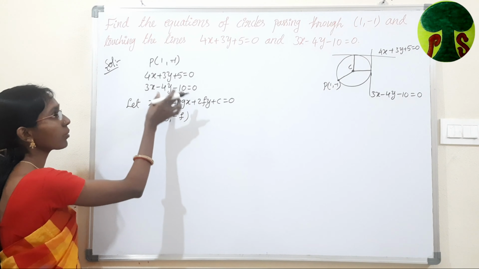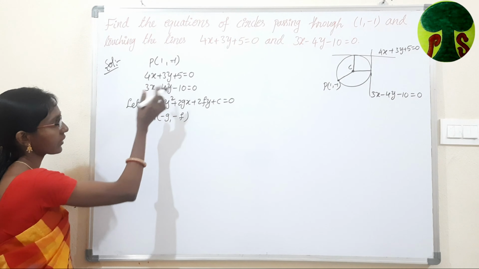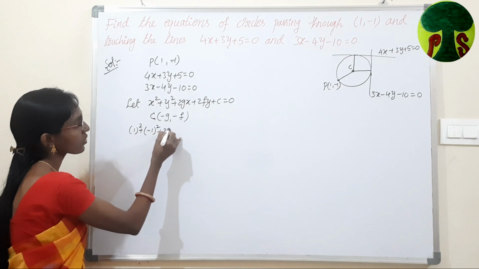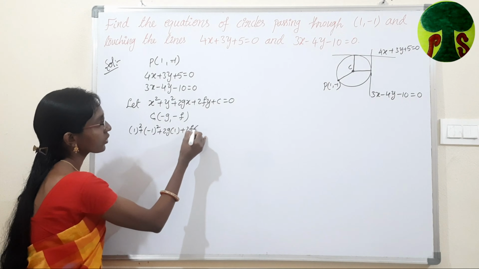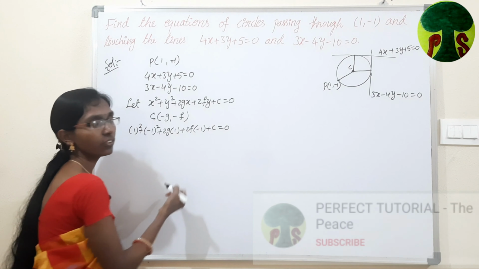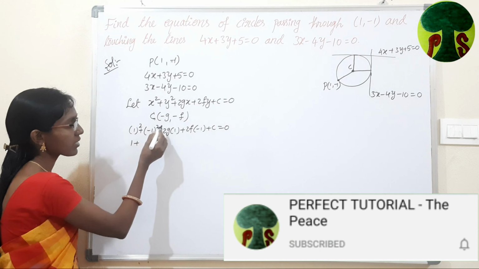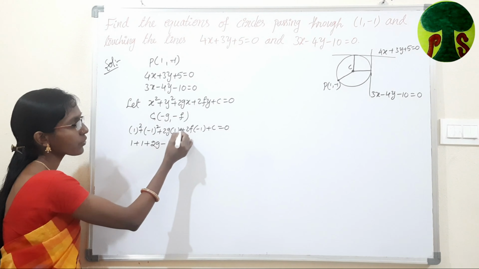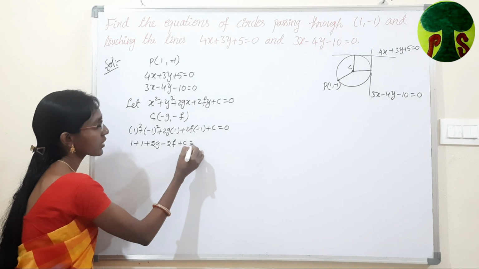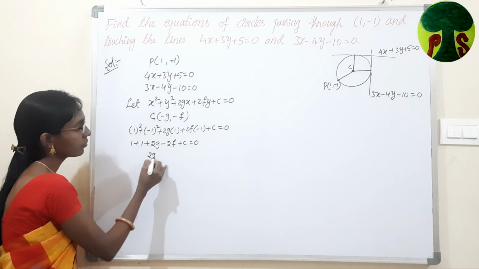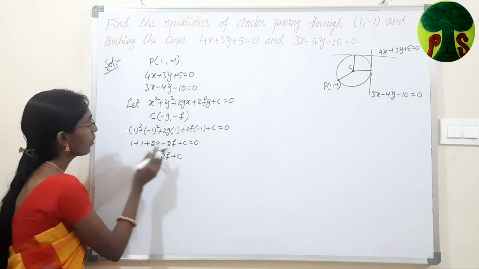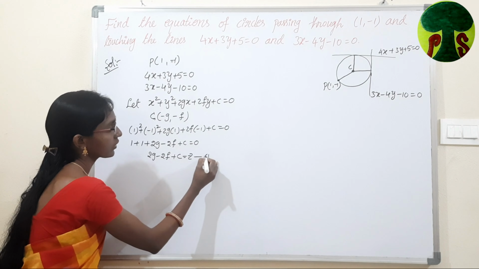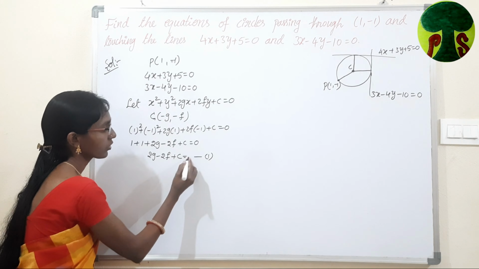According to the given question, this circle passes through the point (1, -1), which means we have to substitute (1, -1) in the equation of the circle. Let us substitute. We get 1² + (-1)² + 2g(1) + 2f(-1) + c = 0. 1 squared is 1, plus (-1) squared is 1, plus 2g, minus 2f, plus c equals 0. So 2g - 2f + c, and 1 plus 1 is 2. Bring that to the RHS. We get 2g - 2f + c = -2. Let us consider this as equation 1.